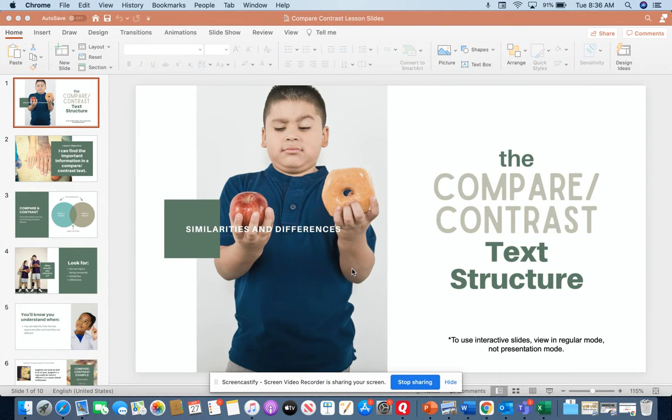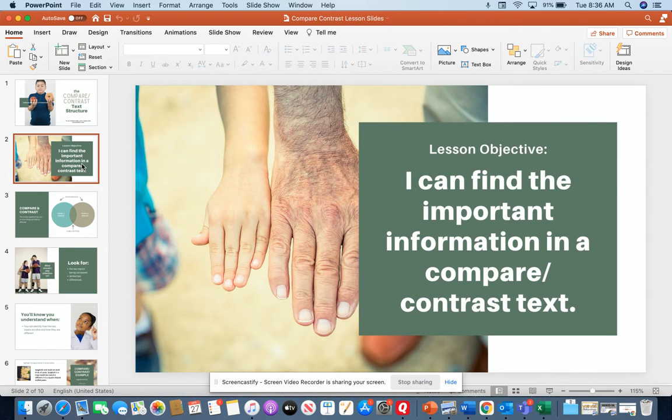Today, for our text structure lesson, we're looking at compare and contrast text structure. Remember, when we're comparing and contrasting, we're looking at some similarities and we're looking at the differences. Your objective for today is to find the important information in compare and contrast text. Remember, when we're talking about compare and contrast text, we are talking about nonfiction text. So we're looking at ways to help us to better understand when we are reading nonfiction text.